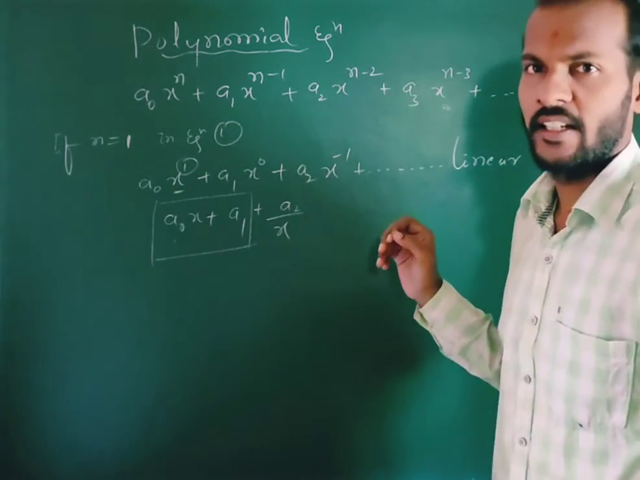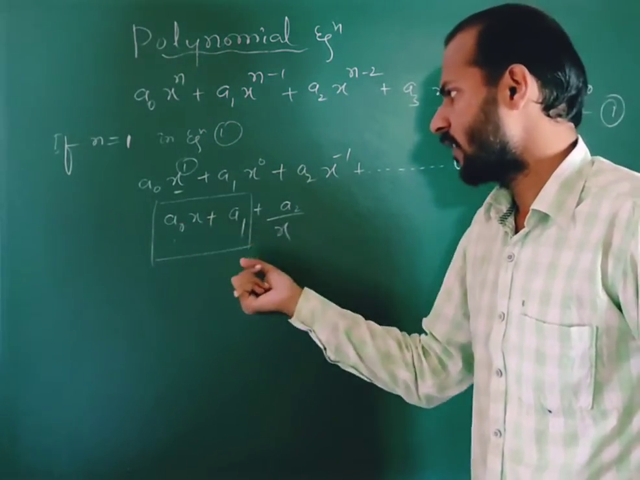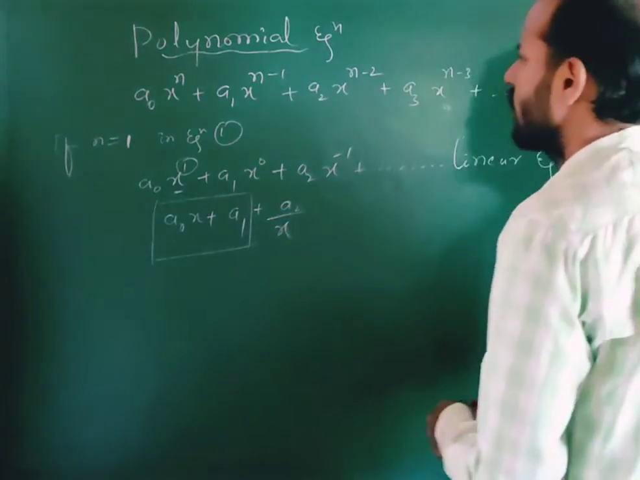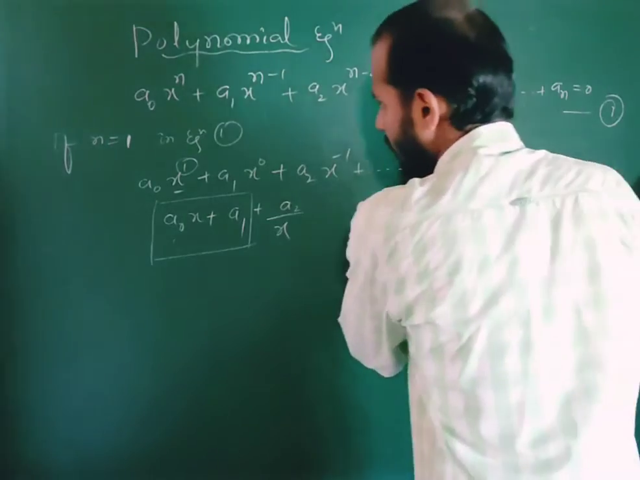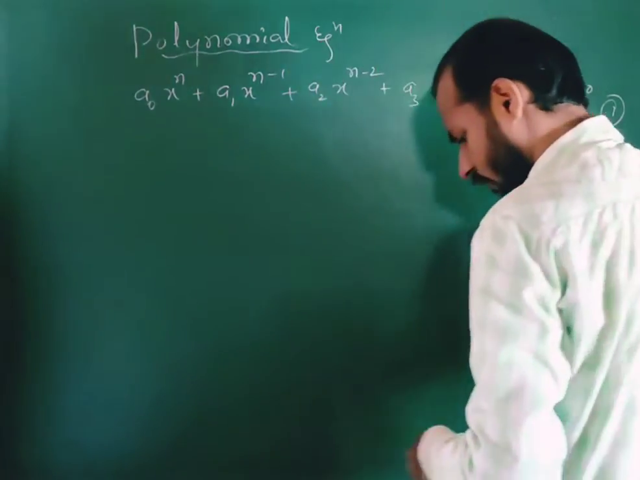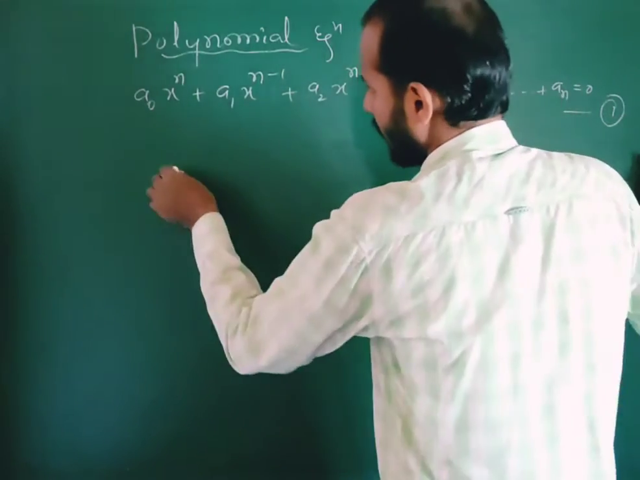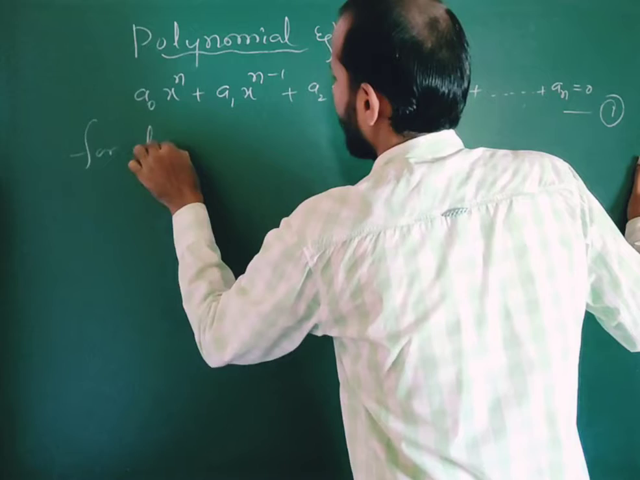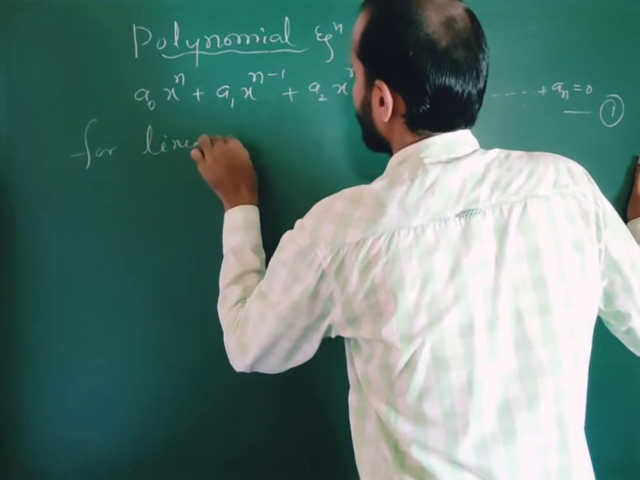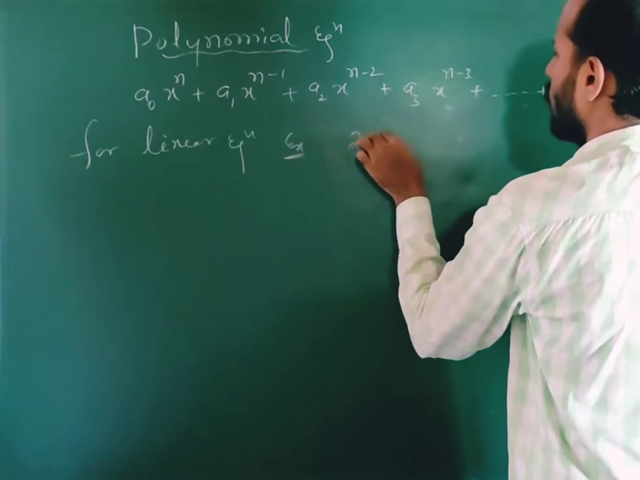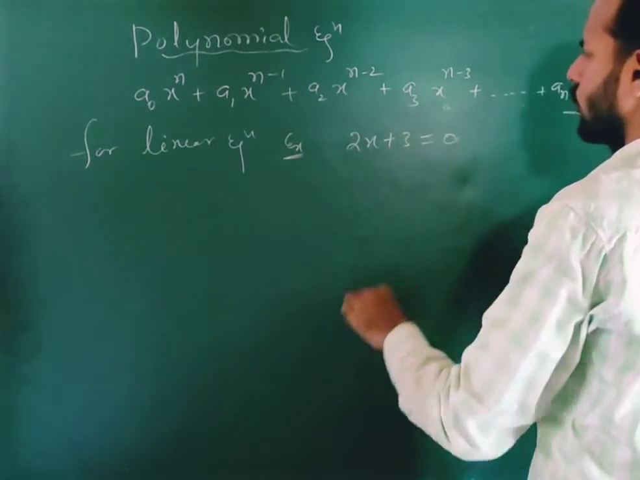Positive terms we can take here, right? a0 x plus a1, it is linear. In general, let's see how we define it. The first example for linear is 2x plus 3 equals 0.